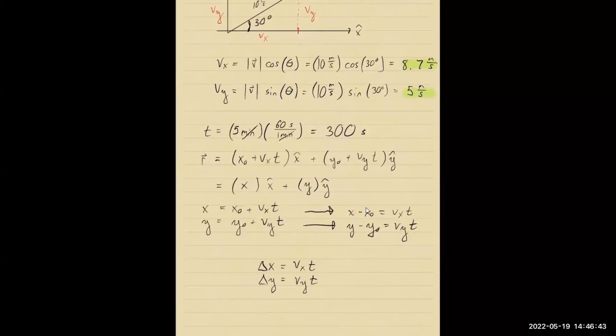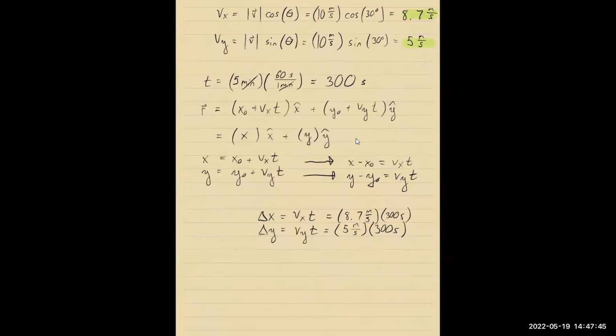Luckily, we just solved for both of these things. We know what Vx is, that's 8.7 meters per second. And we know what Vy is, 5 meters per second. And we've already solved for the time in units of seconds, so that's 300 seconds. So we can actually just plug stuff in. The x component of our velocity is 8.7 meters per second times the time of 300 seconds. And in the y direction, the displacement is equal to our velocity in the y direction, which is 5 meters per second, times the elapsed time of 300 seconds.